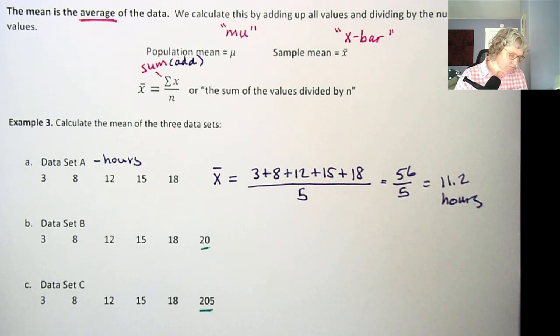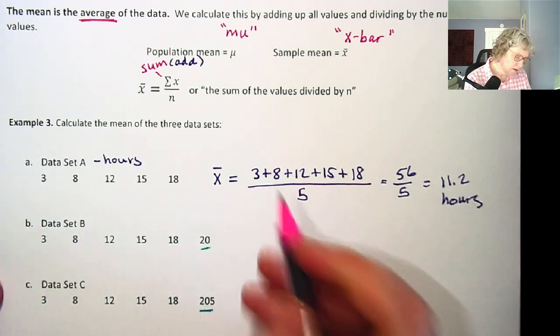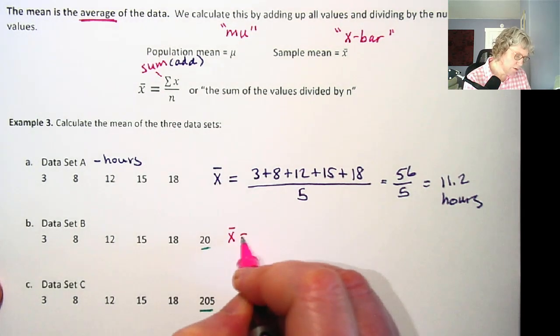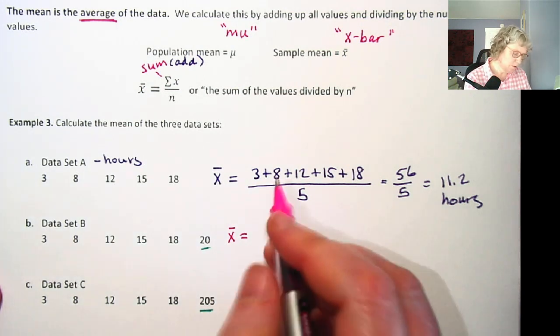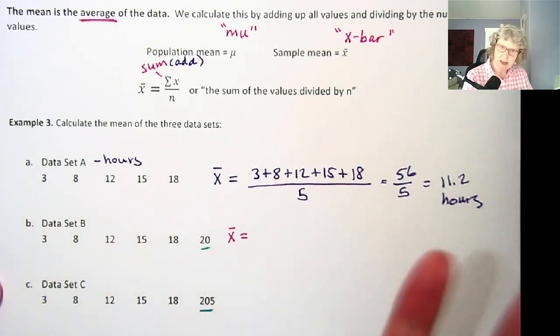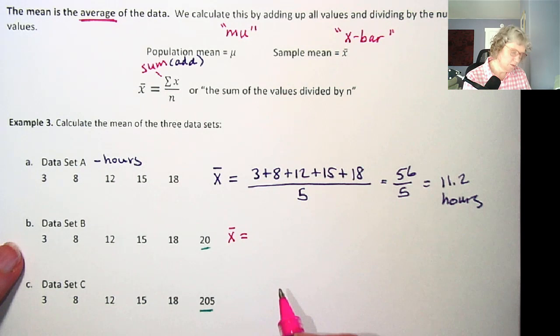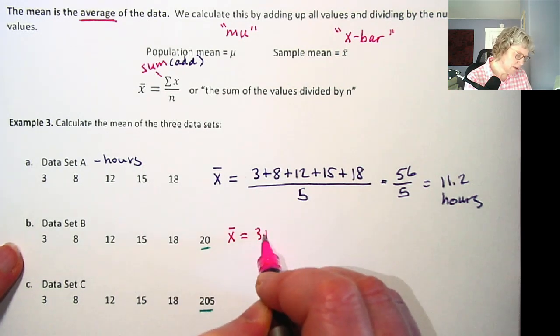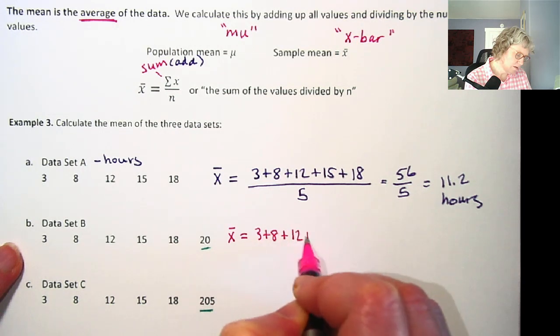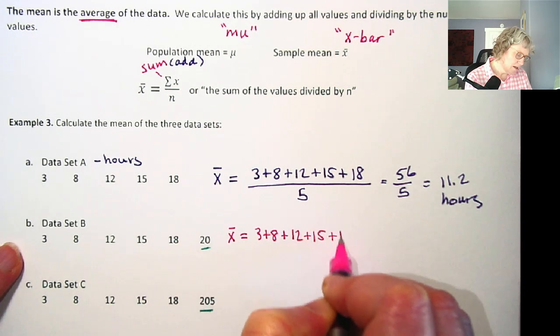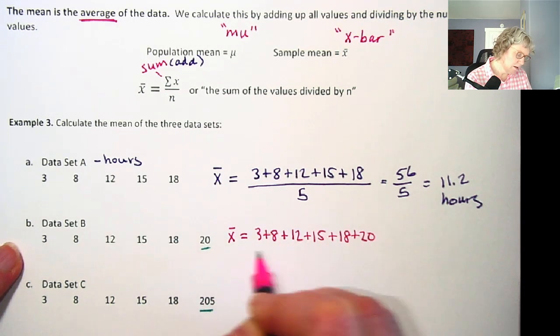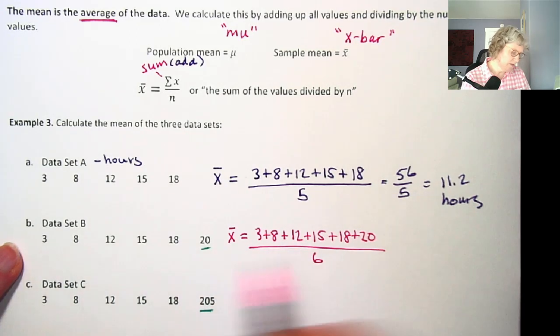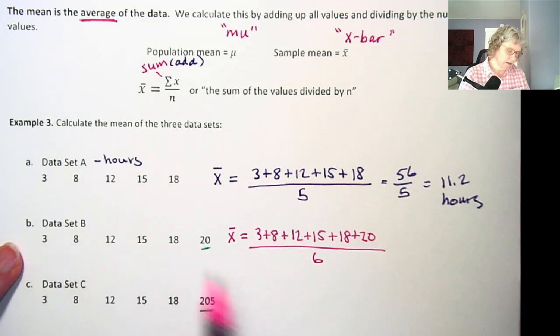Okay, so let's do the next one, X bar. And remember, we'll be using technology mostly, but we're going to do one of each thing by hand so you get a sense of what the computer is doing. Okay, so same thing. I'm going to add these up. 3 plus 8 plus 12 plus 15 plus 18 plus 20. And now I should have 6 values: 1, 2, 3, 4, 5, 6.